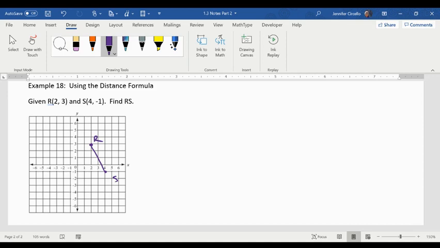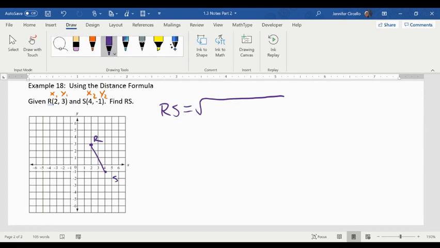So I said we could use the lowercase d up above, but since we know the names of the points, we can use RS as the distance that we're trying to find. Okay, so the points that they gave us are x1, y1, x2, and y2. And it doesn't matter which point you label as x1 and which one is x2. As long as each point is xy, it doesn't matter if R was x2 and y2 and S was x1 and y1, you will get the same answer.